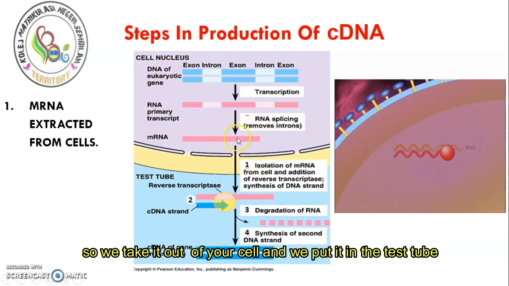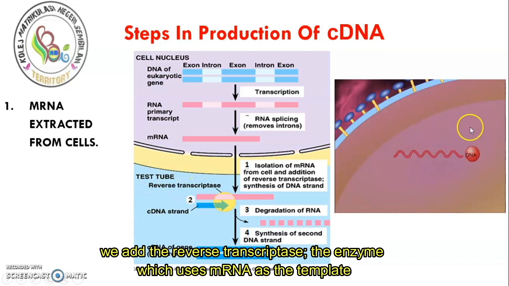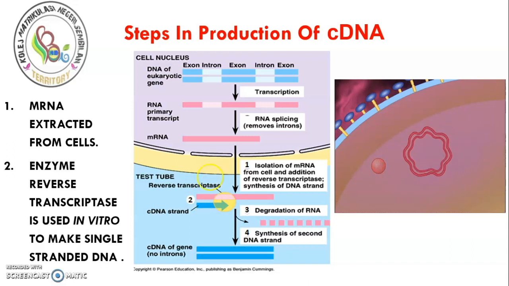So we take it out of your cell and then we put it into the test tube. We add the reverse transcriptase, the enzyme, which uses the mRNA as a template. So we're gonna add reverse transcriptase enzyme in vitro, which means outside the cell in the test tube, to make single-stranded DNA.